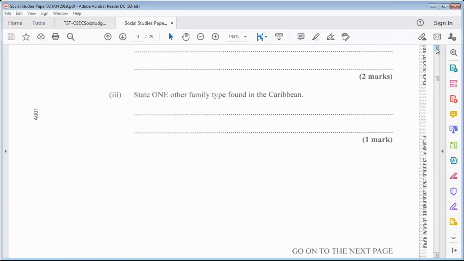Here it says, state one other family type in the Caribbean, and this is worth 1 mark. So what are some other family types that exist in the Caribbean? Well, we have nuclear family, we have single parent family, we have sibling households, we have blended family. So you could select anyone from the 4 that I mentioned. So you only just need to select one. So any one you choose, you would receive your full mark.